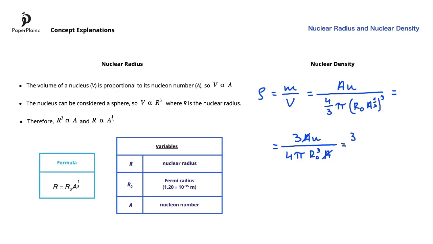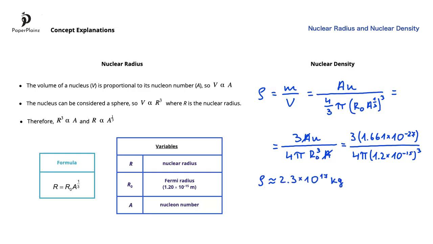This gives us 3 times 1.661 times 10 to the power of -27 divided by 4 pi times 1.2 times 10 to the power of -15 to the power of 3. Carrying out this calculation gives us that the density of the nucleus is approximately 2.3 times 10 to the power of 17 kilograms per cubic meter.